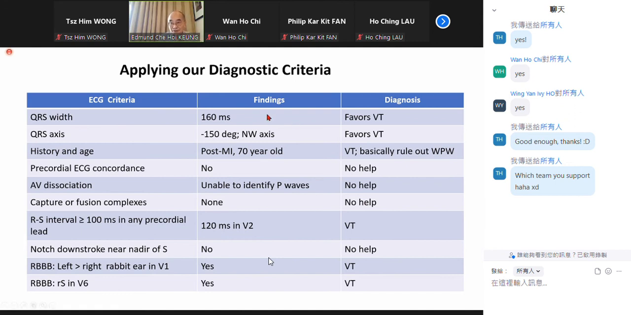Now you get the Brugada sign. Yes, VT. Notch on the downstroke near the nadir of the S wave, no. Josephson sign, no, doesn't help. Rabbit ears help. So it's VT. Now, one thing is making the diagnosis, another thing is treating the patient. How would you want to treat the patient?